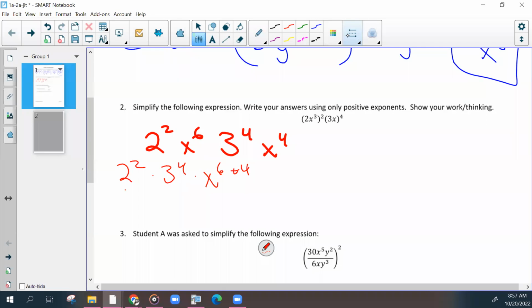Two squared would be 4. If you put this in your calculator, you should get 81. And then multiply 4 and 81 and tell me what you get.